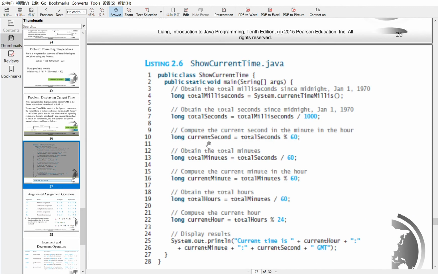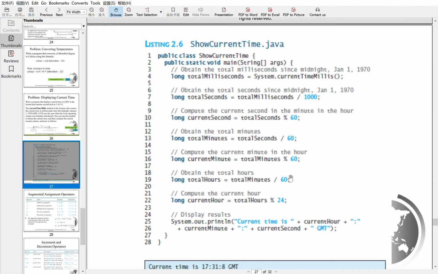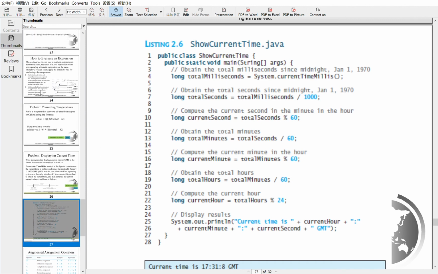I think today we talked about some problems about converting temperatures and displaying the current time. You can do the converting temperatures by yourself, and you can understand today's class clearly.